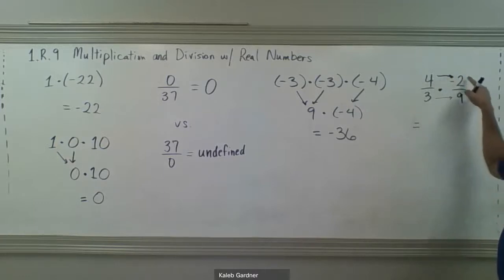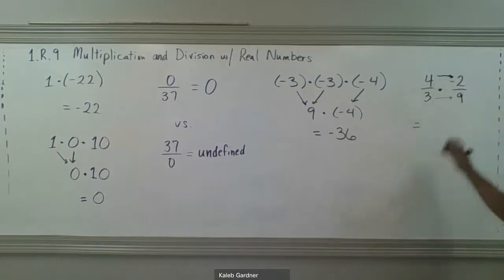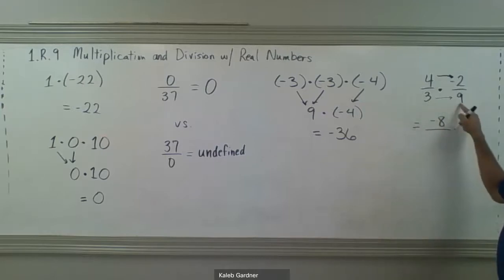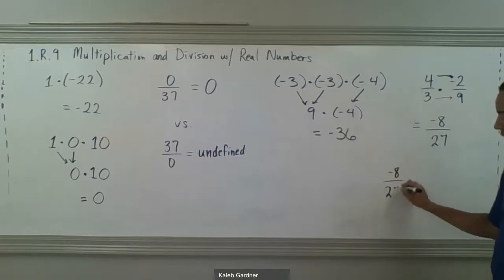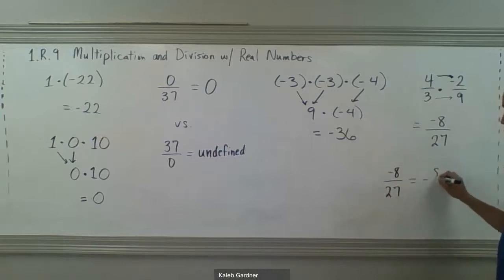4 times -2, that's a positive times a negative, so -8. And 3 times 9 is 27. Let me remind you of a quick thing. It doesn't matter if we write it this way or this way, or even this way. They all mean the same thing because the entire fraction is negative. -8 27ths, -8 27ths, -8 27ths.